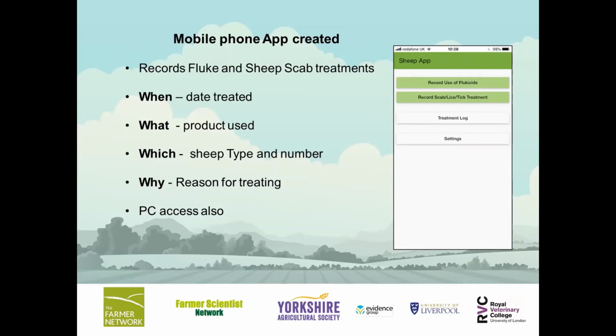So that's given us a bigger picture of when animals have been treated, which products have been used, which type of sheep have been treated, so the tups or the shearlings or the lambs, and the reasons for treating. That's part of what you put into the app. You say why, and then hopefully that gives us, you and your vet a better picture of what's going on.